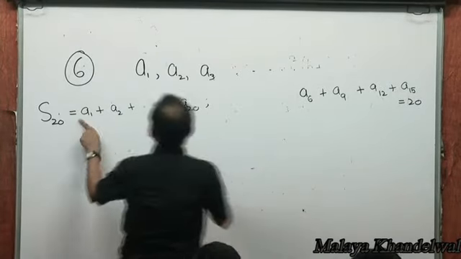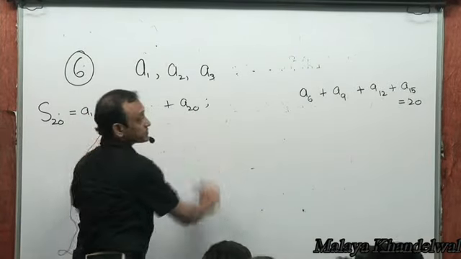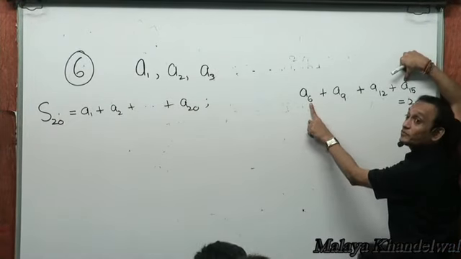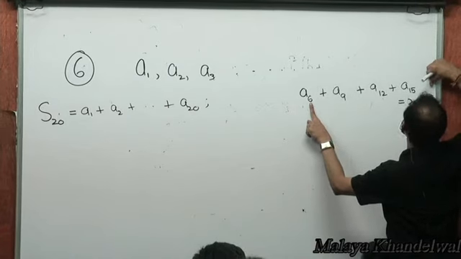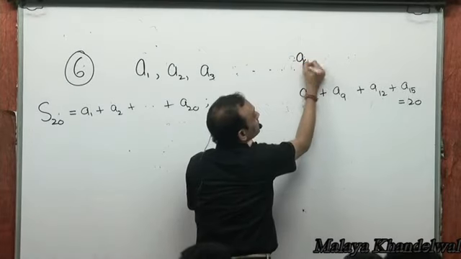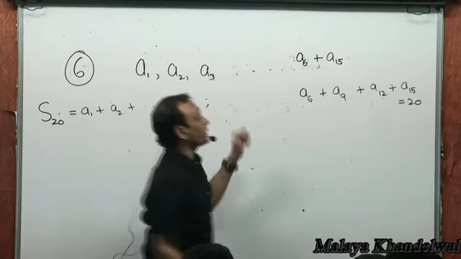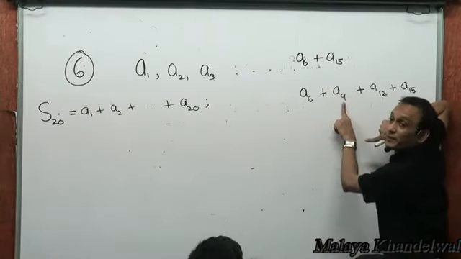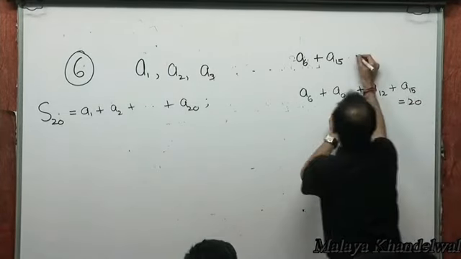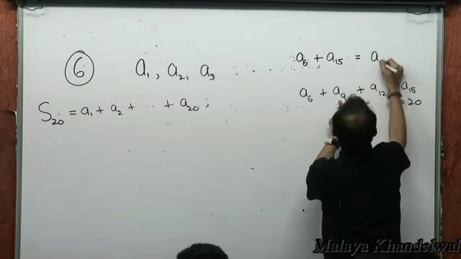See, imagine that there is a sequence of 20 terms. Do you realize that this is the 6th term from the beginning and this is actually the 6th term from the end? Because after this there are 5 more terms. So A6 plus A15 is the sum of 2 terms equidistant from the beginning and end. A9 is the 9th term from the beginning. After A12 there are 8 terms, so this will be the 9th term from the end. So the sum of 2 terms equidistant from the beginning and end will be the same. That will be equal to A9 plus A12.